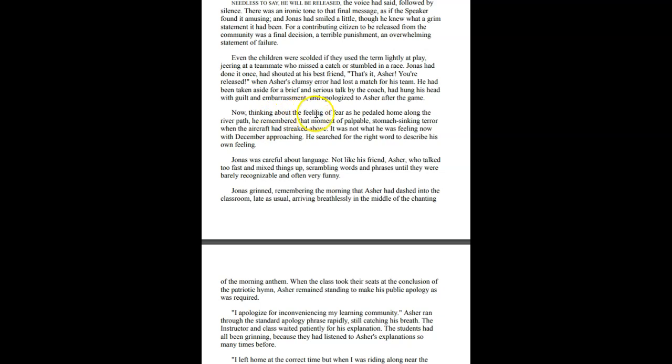Now thinking about the feeling of fear as he pedaled home along the river path, he remembered the moment of palpable stomach-sinking terror when the aircraft had streaked above. It was not what he was feeling now with December approaching. He searched for the right word to describe his own feeling.